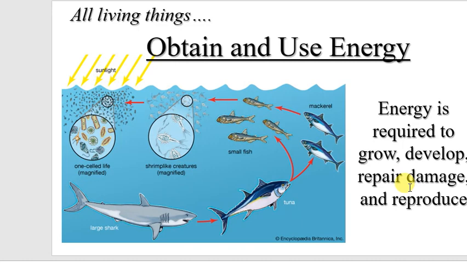Now, these can either be anabolic processes, which is when small molecules join together to form a large molecule. An example would be plants harvesting energy from the sun. Or they can be catabolic, which is when you have the breakdown of large molecules into smaller components. Example, digestion. Whatever it is, you're obtaining energy and then you're breaking it down into a usable form.